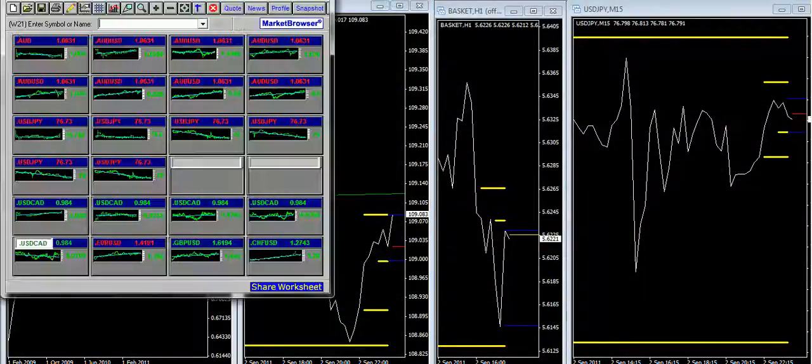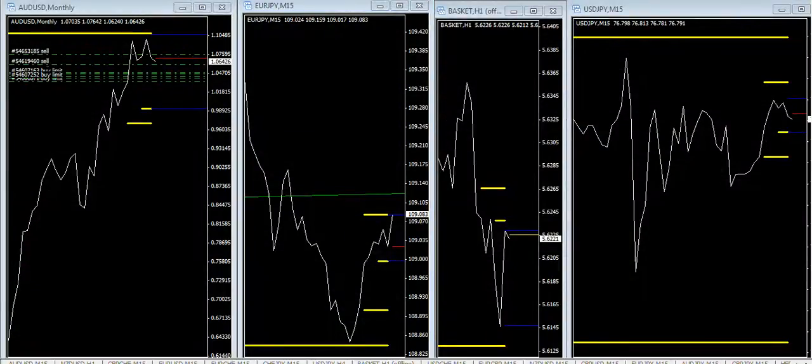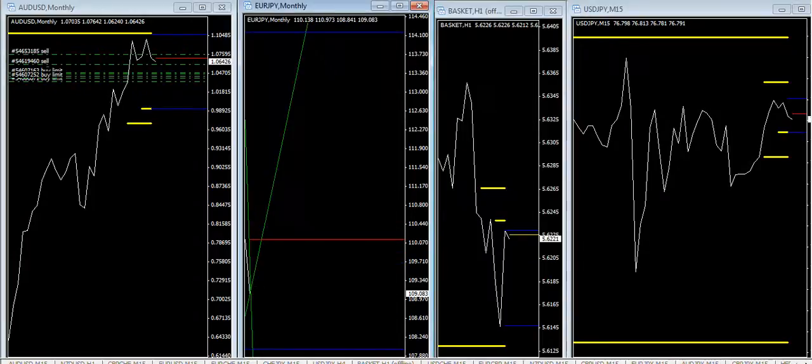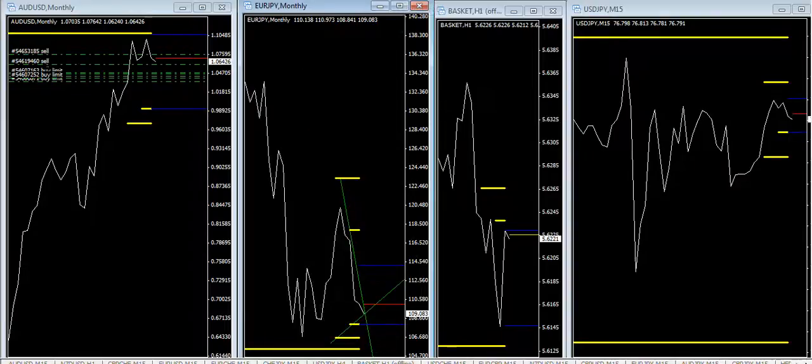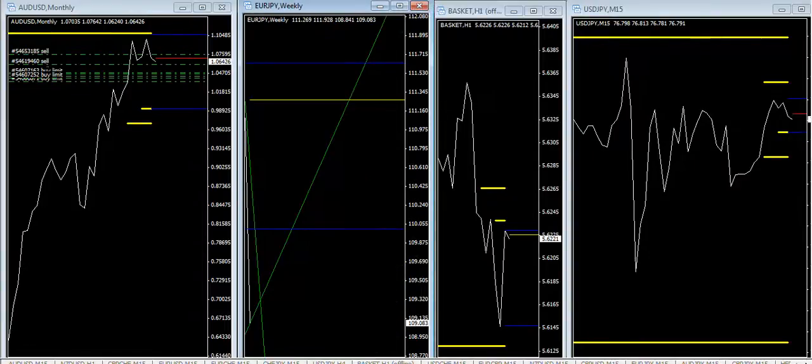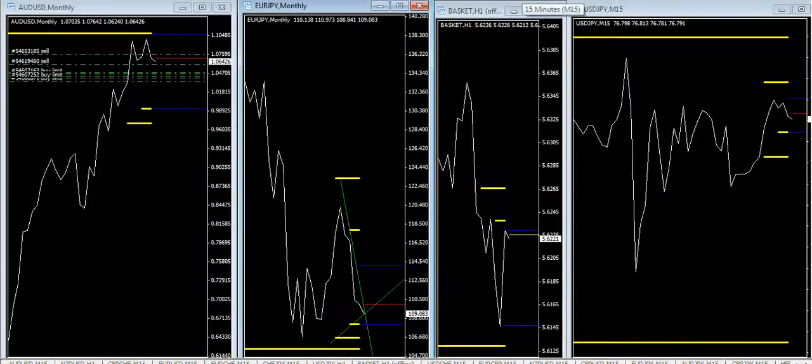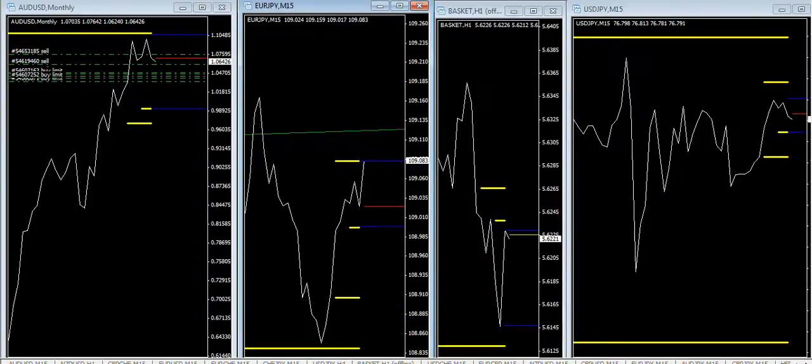You can use simple charts if you prefer, using your monthly chart, your weekly chart. For some reason it's not working on that, and your 15-minute chart. And so you can just check your trends, trade with the trend, and remember, loss, profit, loss.